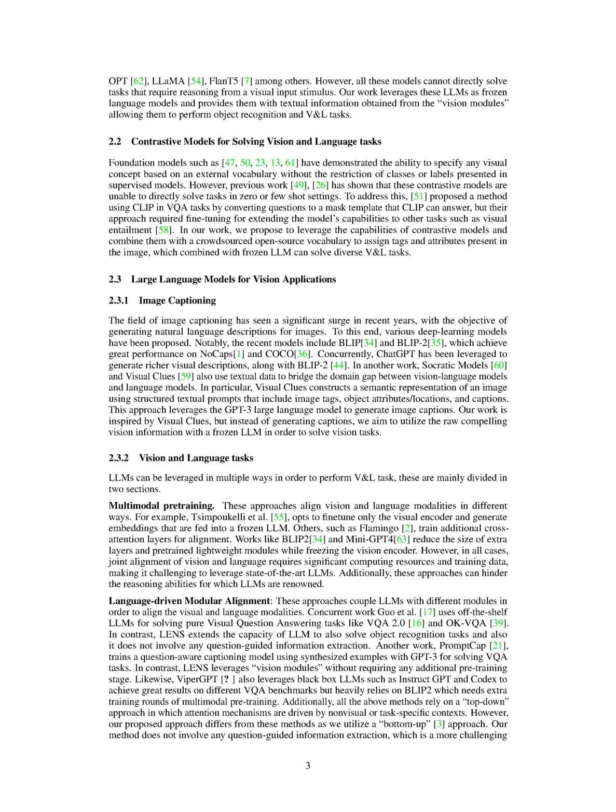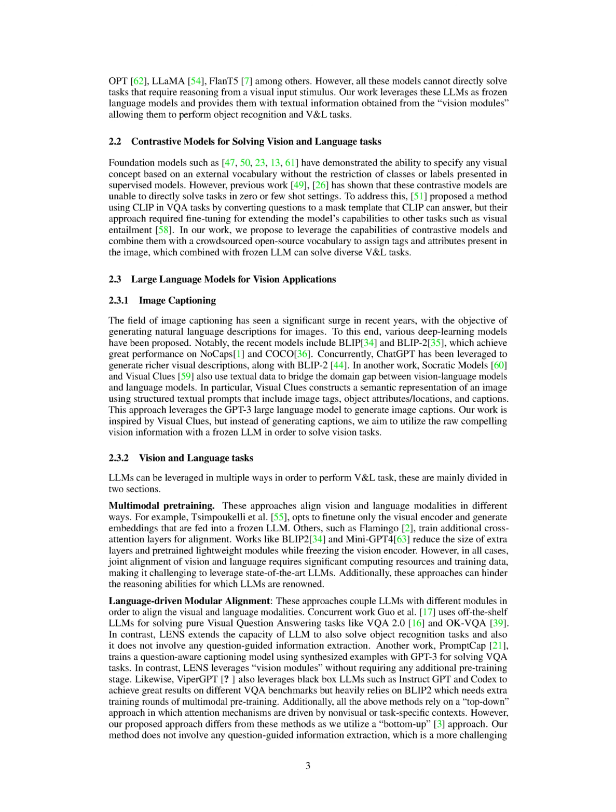ViperGPT also uses black box LLMs like InstructGPT and Codex to achieve impressive results on various VQA benchmarks, but it leans heavily on BLIP2, which requires extra rounds of multimodal pre-training. It's important to note, though, that all these methods follow a top-down strategy, where attention mechanisms are directed by non-visual or task-specific contexts. However, our proposed method deviates from these traditional methods, employing a bottom-up approach. This strategy doesn't require any question-guided information extraction, which is often a more complicated task. Despite this, Lens manages to achieve commendable results that are on par with question-aware models.